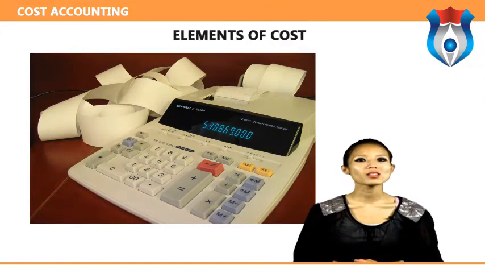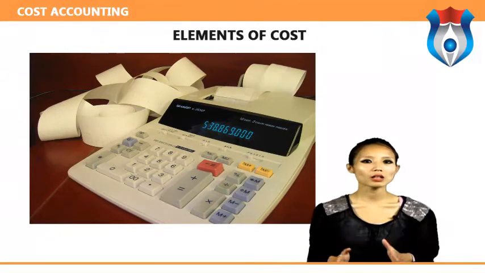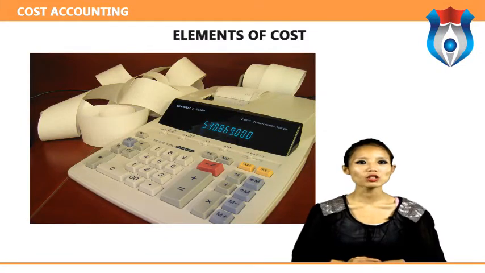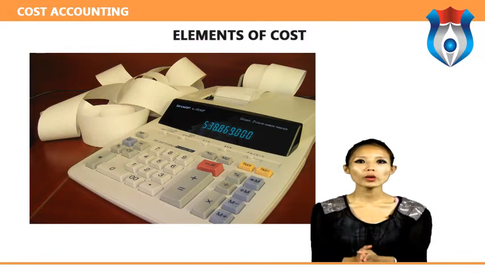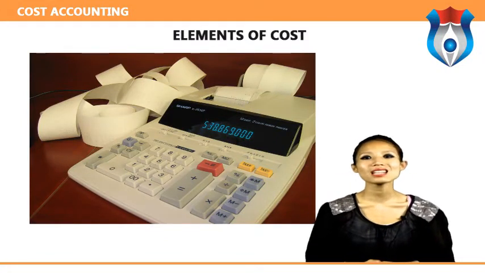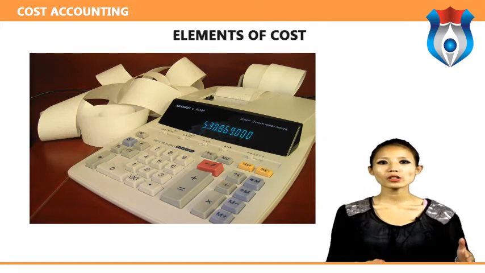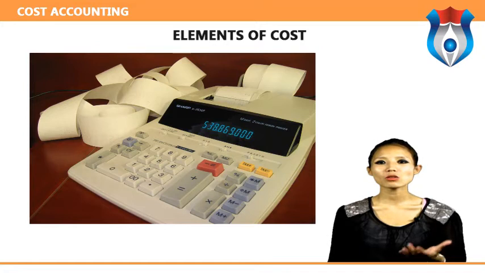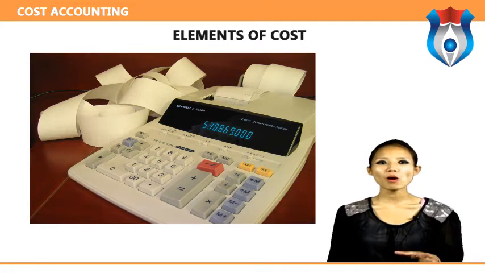The elements of cost include direct materials, direct labor, and expenses. Direct materials are materials which can be conveniently identified with or allocated to cost centers and cost unit. It refers to the materials from which a product is manufactured. These materials enter into and form a part of the product.